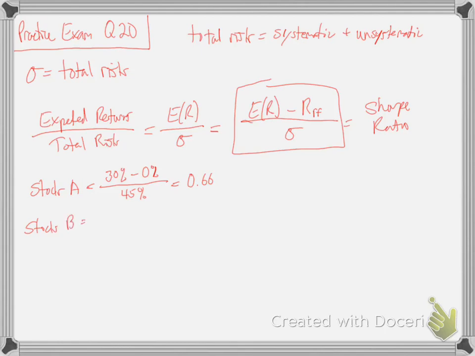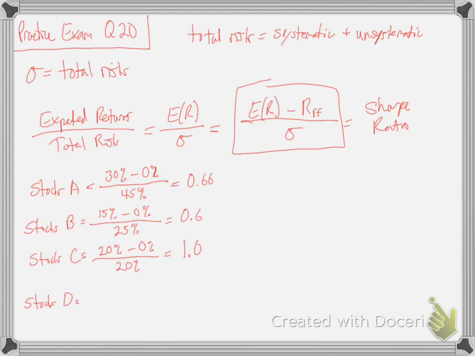So stock B is going to be 15% minus 0% risk-free rate divided by 25%. And stock B is 0.6, so it's a little worse than stock A. Stock C is 20% return minus 0% divided by 20% standard deviation. So stock C is looking pretty good. It has a Sharpe ratio of 1.